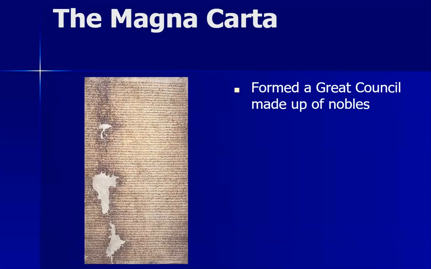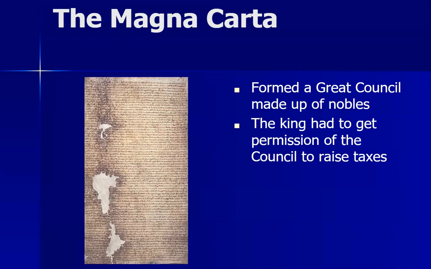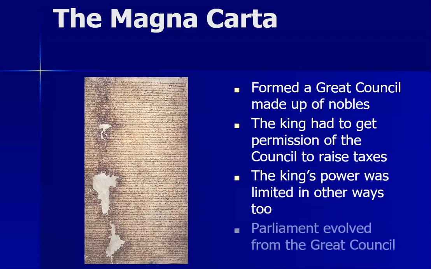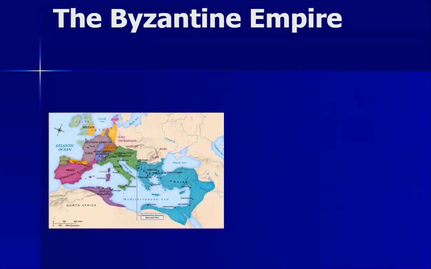Now, the Magna Carta formed a great council made up of the nobles, and the king had to get permission from this council to raise taxes. The king's power was limited in other ways as well, stating that he could not take bribes, that he had to treat people the same, the nobles the same, not the same as the peasants. Parliament eventually evolved from the Great Council.